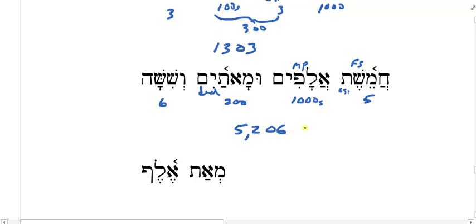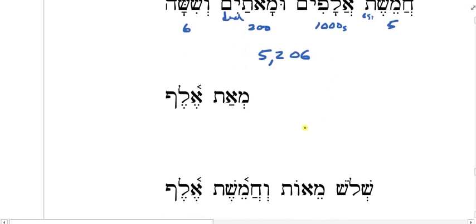The next one is Ma'at Aleph. Ma'at Aleph. The number Ma'at is 100. This is feminine singular construct here. And Aleph is the number 1,000. So what am I dealing with here? I'm dealing with 100 sets of 1,000. What is 100 sets of 1,000? It's 100,000.